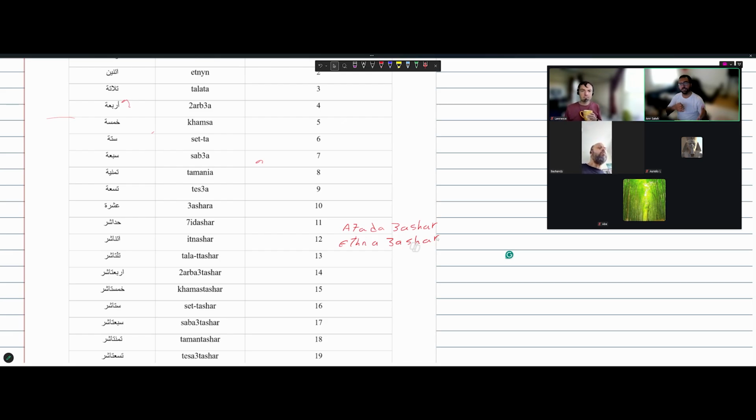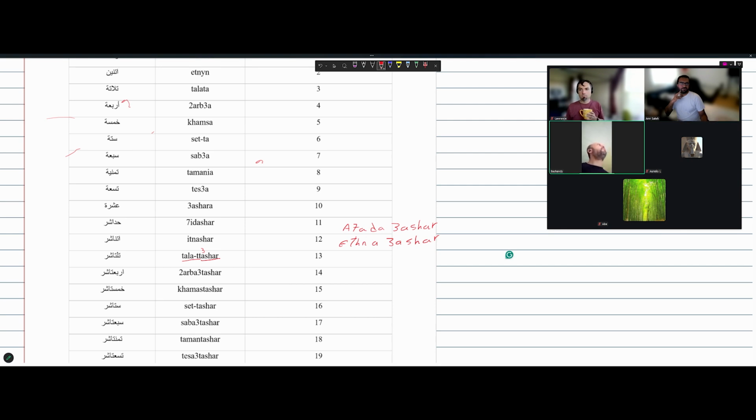13 is Talatasha, so you have the Talata, Talat, on Asha, that would be the 10. Like Bashandi just said, it's interesting because the Ain is dropped here one more time. So normally this part here is for the 10. Asha should be Asha, so 10. The Ain is dropped, and then you have the word Talata. So Talat, 3 tenths basically.